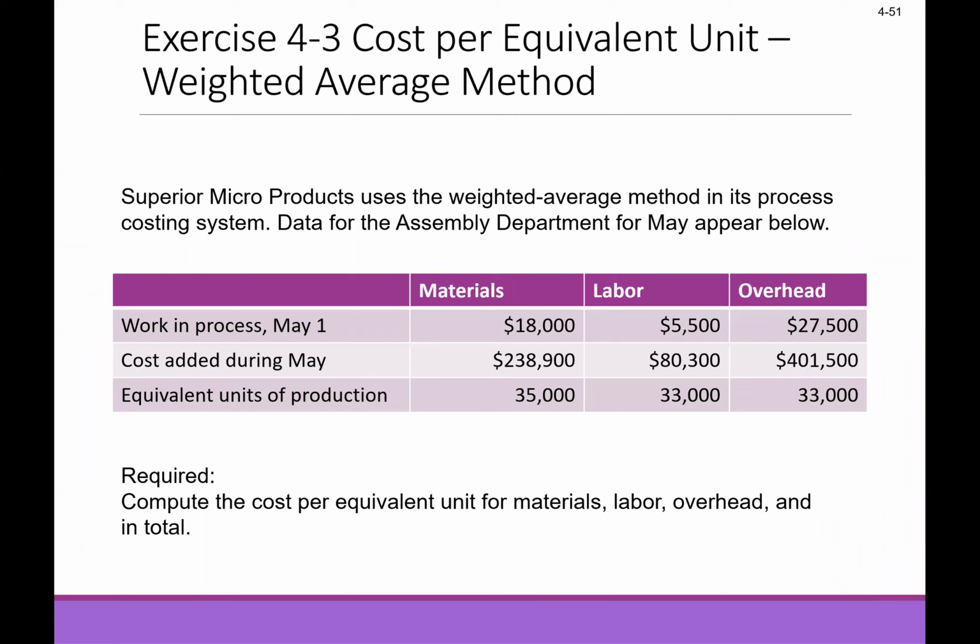So Superior Microproducts uses a weighted average method in its process costing. We see here work in process at the beginning of the month, cost added during May, and the equivalent units of production. I want you now to take a minute and attempt to compute the cost per equivalent unit. Okay? I'll give you 5 minutes, and then if someone feels somewhat confident to talk, that'd be great. Give you a couple minutes.